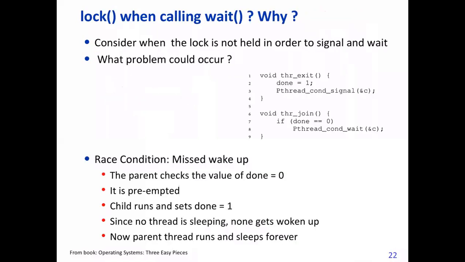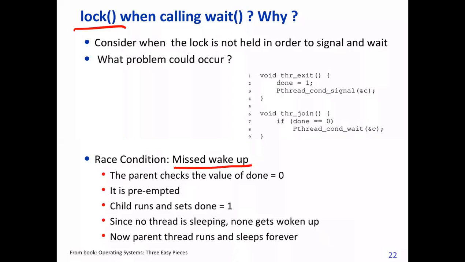Okay, and then why do we lock? We use a mutex, right? So some race conditions can happen. Say for example, all right, here is one example. It's called missed wake up.